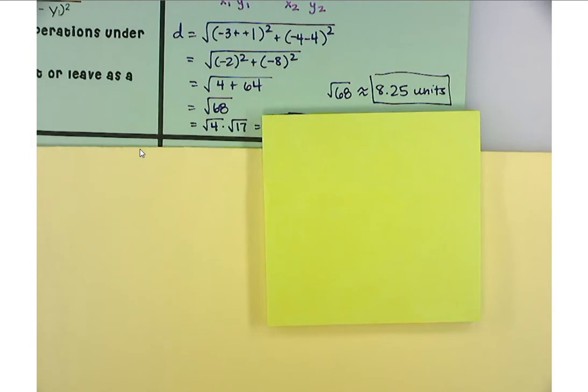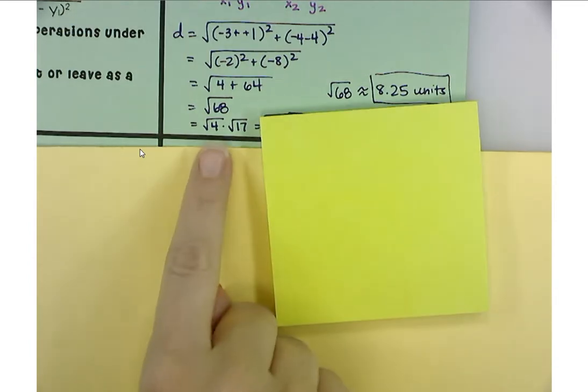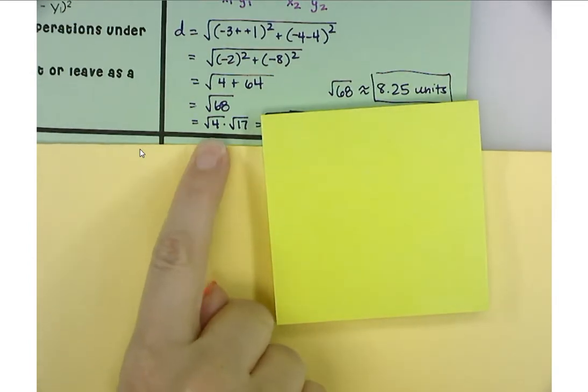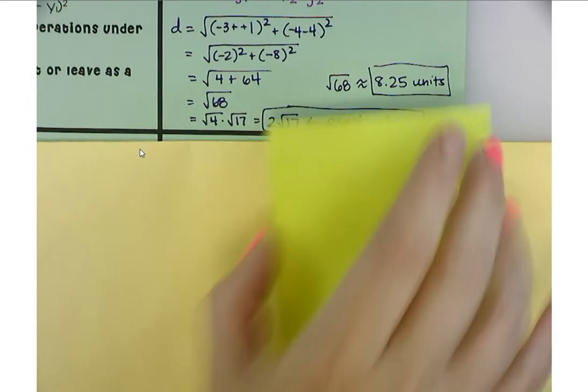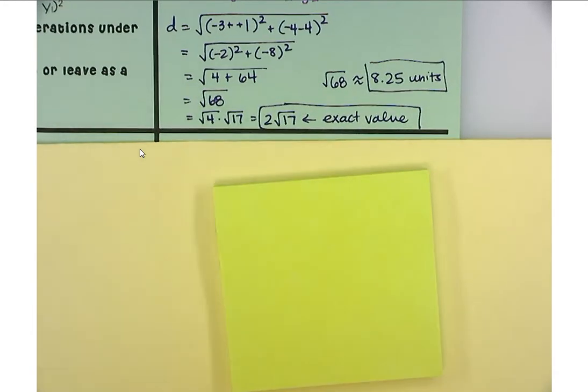So remember, you can always break up square roots using multiplication. So the square root of 4 times the square root of 17. And then once you write it like that, it's a lot easier to simplify. When you do write out the multiplication, put the perfect square in front because that's what you're going to simplify. Because what is the square root of 4? 2. So then your exact value would be 2 root 17. Okay, so that's your exact value.